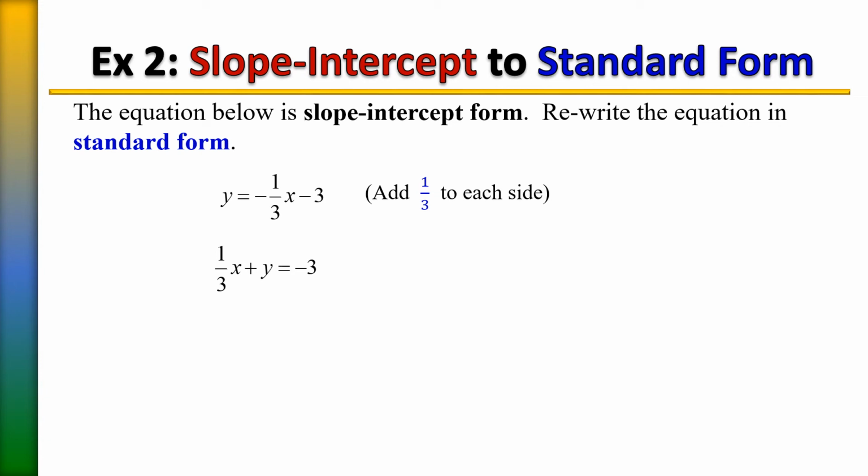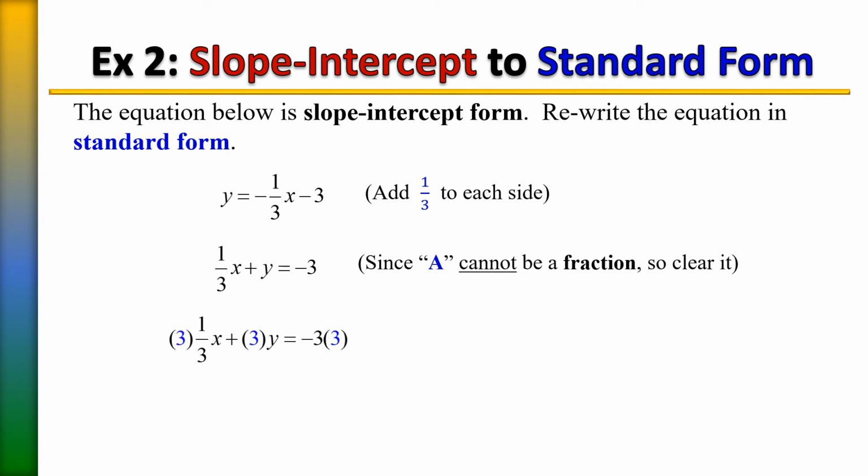And recall that to remove a fraction, or to clear it, all you have to do is take the denominator of that fraction and multiply all parts of the equation by that denominator. In this case, the denominator is 3, so we're going to multiply all 3 parts of the equation by 3 so that we can clear the fraction. When we do so, it's going to look like so.